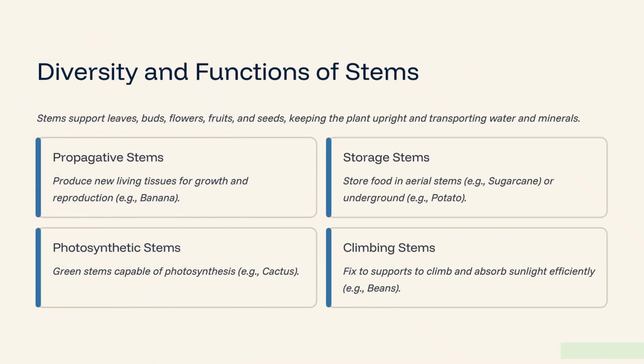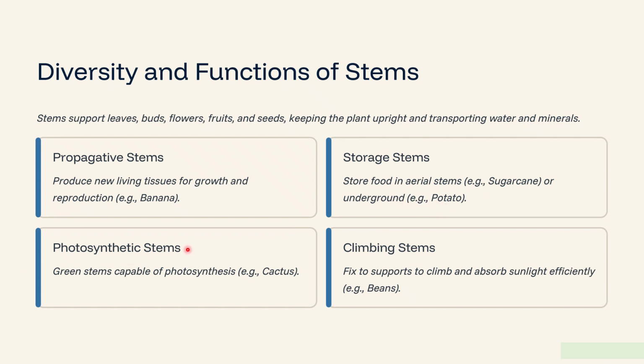Diversity and functions of stem. Stems support leaves, buds, flowers, fruits and seeds, keeping the plant upright and transporting water and minerals. Those are the main functions of the stems. There are some types of stems that do some different functions. Propagative stems produce new living tissues for growth and reproduction. Example, banana. Storage stems store food in aerial stems like sugarcane or underground stems like potato.